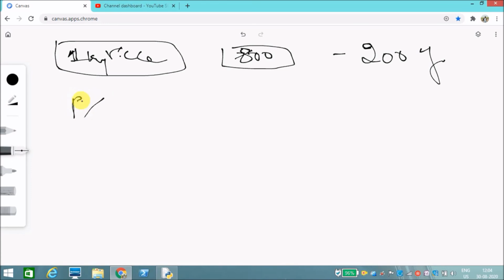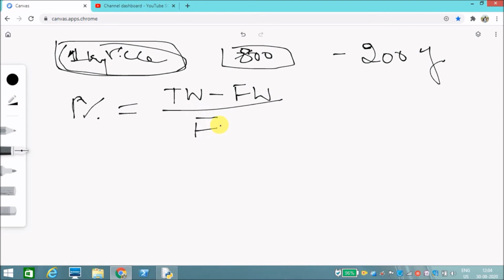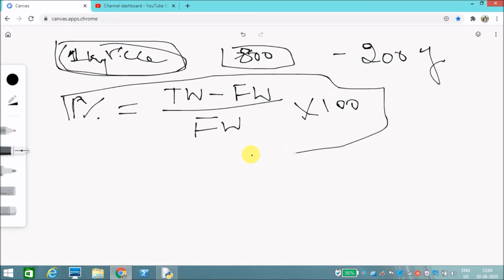Profit percentage is equal to true weight, 1 kg is the true weight, minus fault weight, 800, divided by fault weight into 100. Like this you can find the fault percentage. When you give the fault weight and you get the profit, like this you can find the profit percentage.